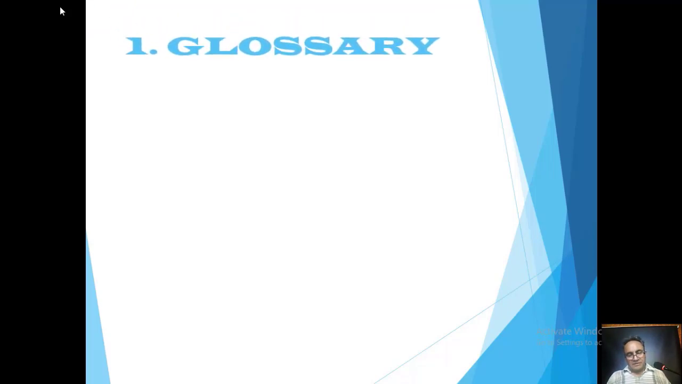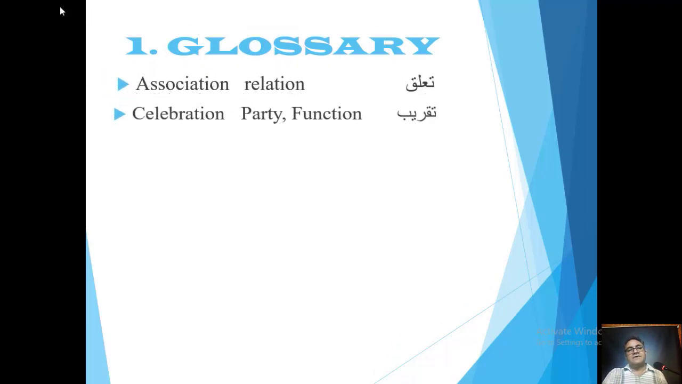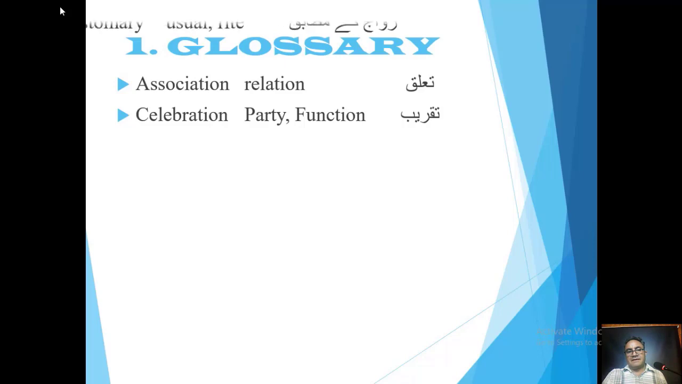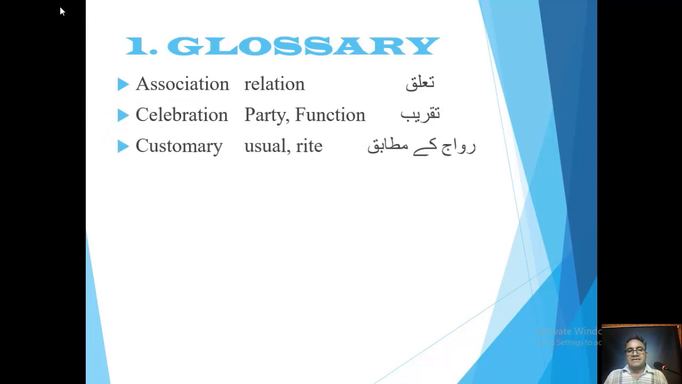First of all, glossary. As you all know, glossary means difficult words and their meanings. In glossary, the first word we have is association. Association in English means relation, or Urdu mein hum kehte hain taluk. I hope you might have learned these word meanings while reading the translation. Second word is celebration. Celebration means a party, a function. Urdu mein hum kehte hain takreeb. Next word is customary. Customary means usual, yani rivaj ke mutabik.